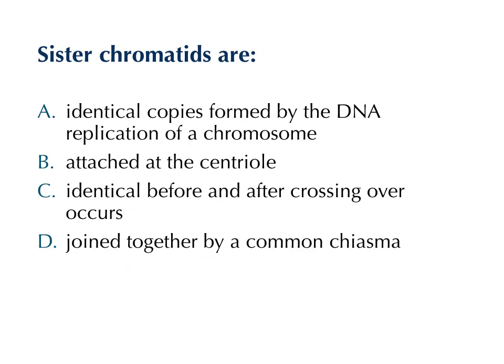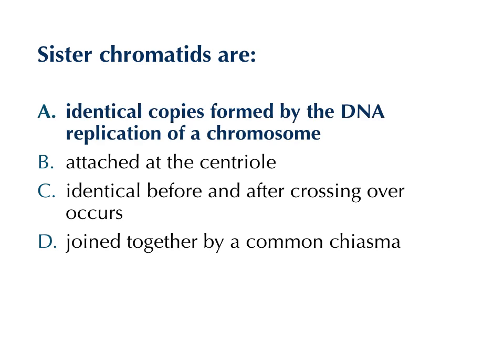Sister chromatids are which of the following? Identical copies formed by the DNA replication of a chromosome, attached at the centriole, identical before and after crossing over occurs, or joined by a common chiasma. And sister chromatids are identical copies formed by the DNA replication of a chromosome.